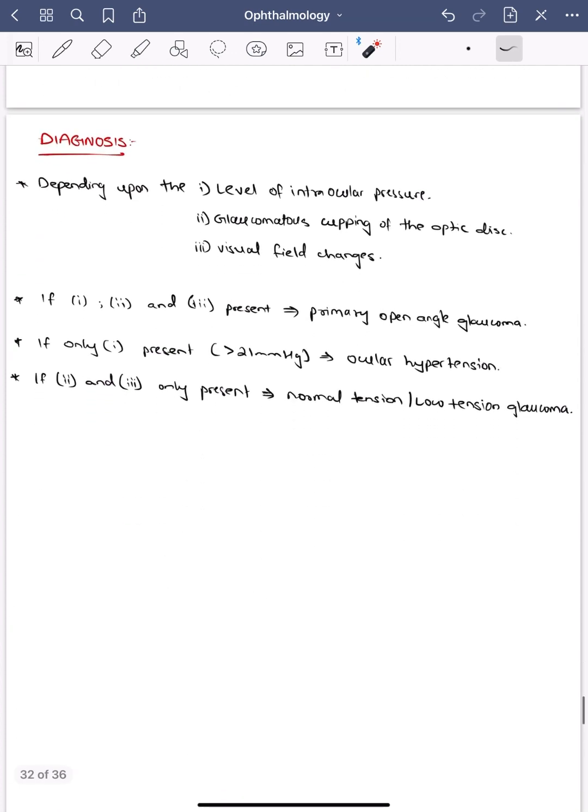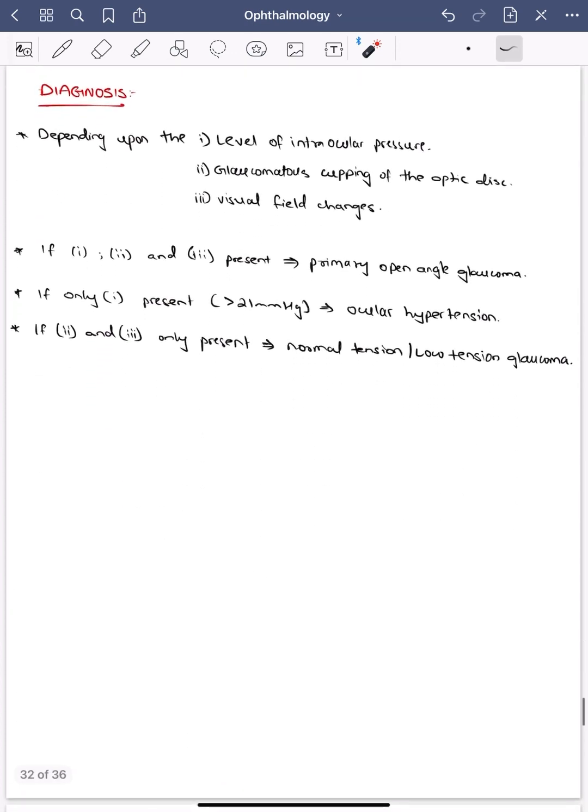Now the diagnosis. Depending upon 3 things, we can come to the diagnosis. First is the level of intraocular pressure, second is glaucomatous cupping of the optic disc, and third is visual field changes. So based on these 3, we have 3 diagnoses. If all 3 are present, then it is known as primary open angle glaucoma. That is, there is increase in the level of IOP, glaucomatous cupping of the optic disc, and visual field changes.